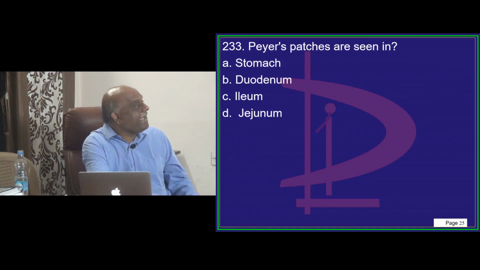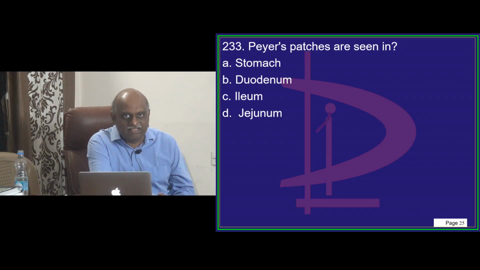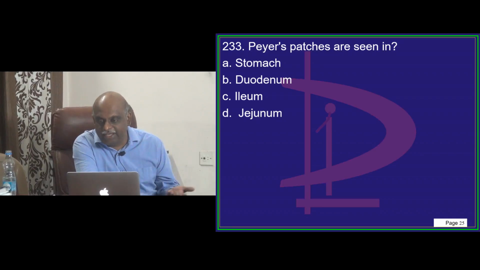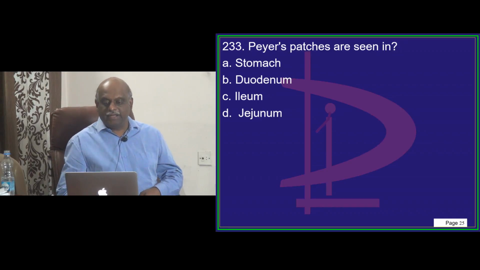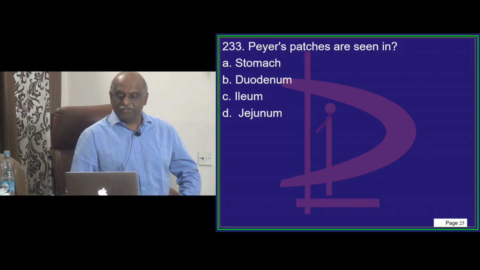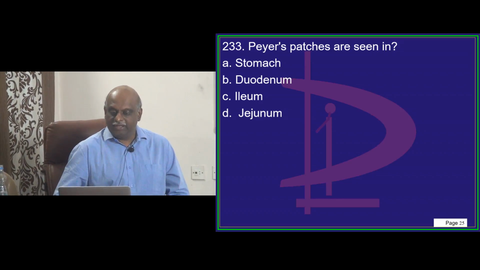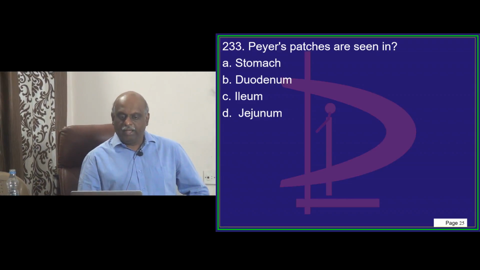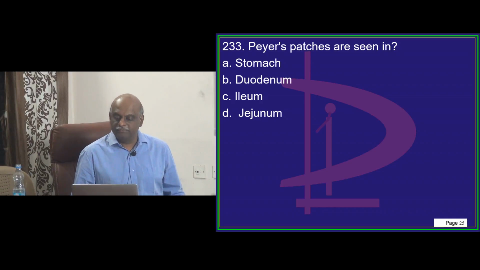Now, Peyer's patches, Paneth cells, yes, so Peyer's patches, where do you see is an important question. Peyer's patches. Yes, doctor. Question number 233. Should you answer? Yes. Vijay Lakshmi is saying ileum, right? And Anand Mahato is proposing duodenum.